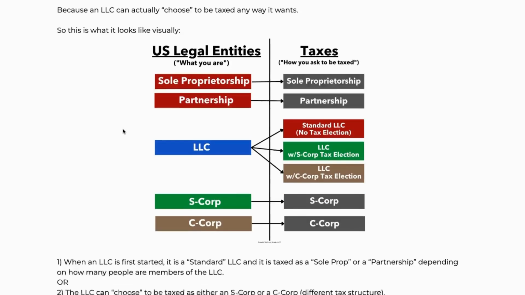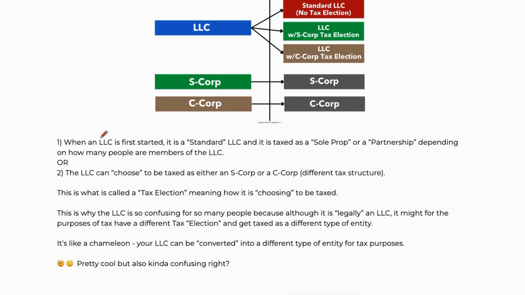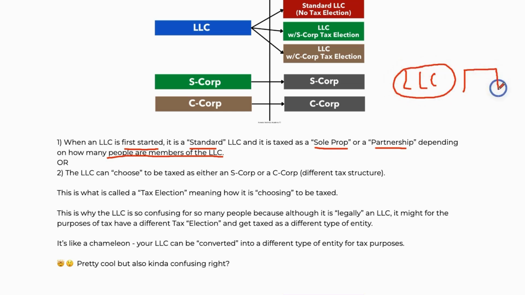And so right here, let me go ahead and explain this a little bit more so you can understand this. When an LLC is first created, when it's first started, okay, it starts off as just a standard basic LLC, and it is taxed as a sole prop or a partnership depending on how many people are in that LLC, okay? So imagine you have your LLC, and then based off of who is on the paperwork, if there's 1 member, if it is a single member LLC, it is taxed as a sole prop. If it is a multiple member LLC, it is taxed as a partnership. But again, both of those only have one tax return, okay? So that's that one part.